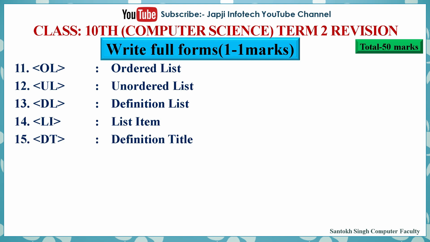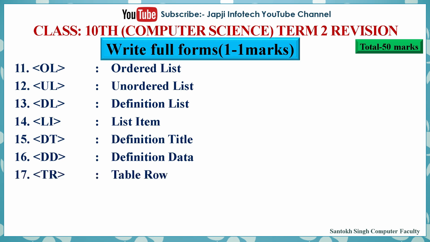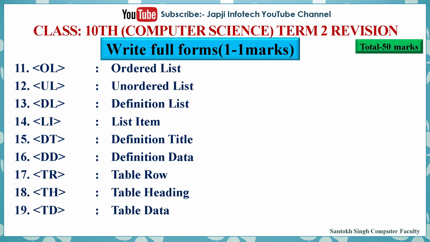DT tag stands for definition title. 16th one is DD tag. DD tag stands for definition data. 17 is TR tag. TR tag stands for table row. 18th one is TH tag. TH tag stands for table heading. 19th one is TD tag. TD tag stands for table data.